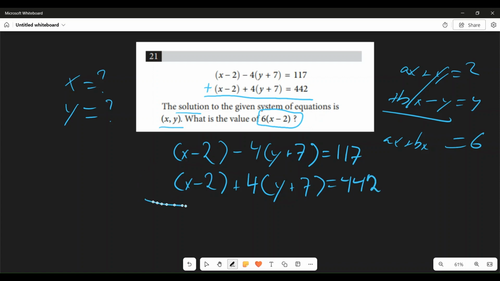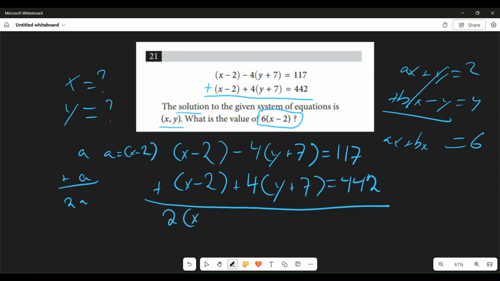So if we add up these equations, we will get, you can imagine, x minus 2 plus x minus 2. That will basically equal 2 times the quantity x minus 2, because you can imagine if we rewrote this as a on the top and a on the bottom, then a plus a would equal 2a, where a is equal to x minus 2. So using that logic, we will have 2 times the quantity x minus 2. That would be that first term. And then notice here we have a minus 4 and plus 4.